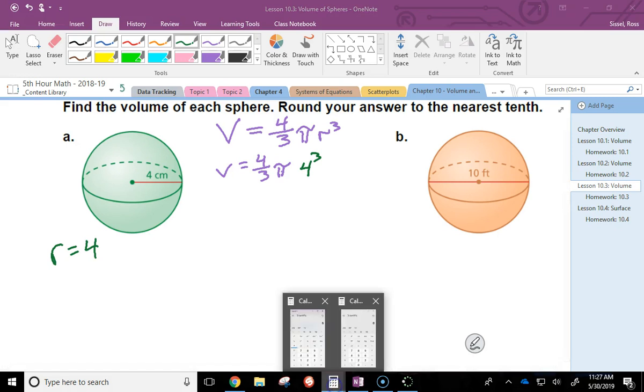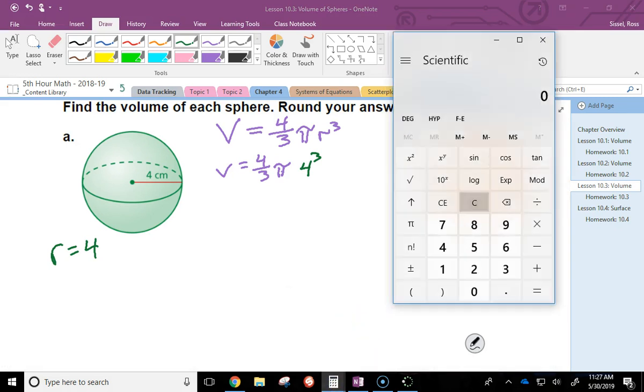The biggest thing is understanding how to use your calculator. So I'm going to do my 4 to the third power, which is 4 times 4 times 4, is 64. I'm going to times by pi, and remember, use the pi key on your calculator instead of 3.14, so we're more accurate. And we get this. How am I going to do multiplying 4/3 on my calculator?